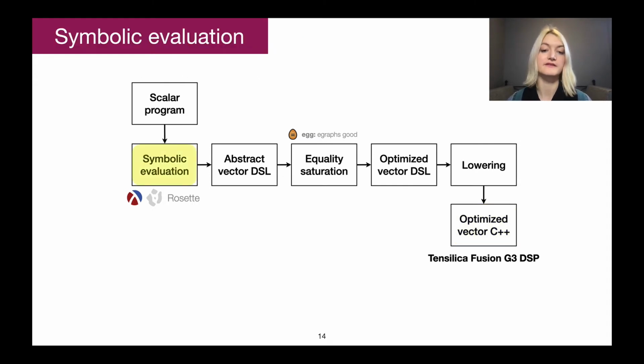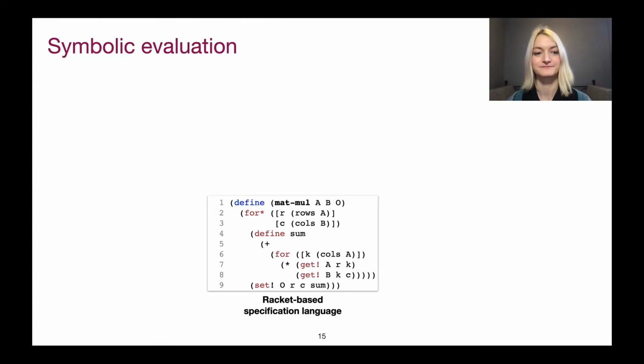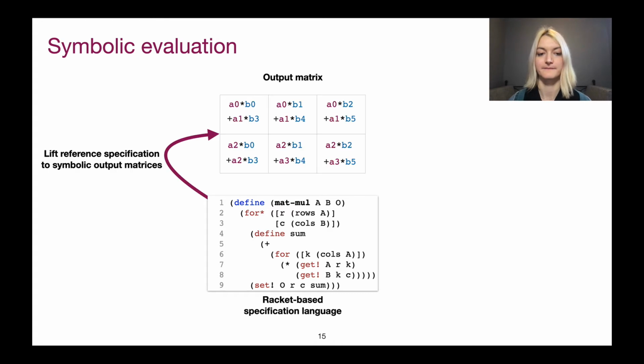I want to step through this diagram roughly in order, so we'll start with symbolic evaluation. So for symbolic evaluation, we start with an imperative program in our Racket-based specification language, here a matrix multiply. Rosette then lifts this reference specification to a symbolic output matrix. This is useful for our purposes because it allows us to apply rewrite rules without considering the imperative control flow and instead just focusing on the desired output.